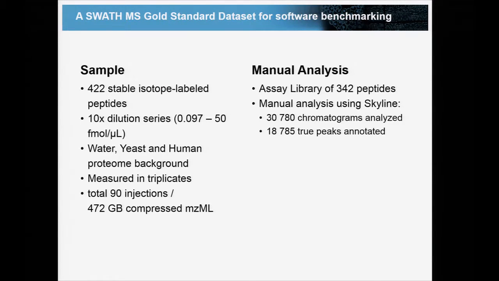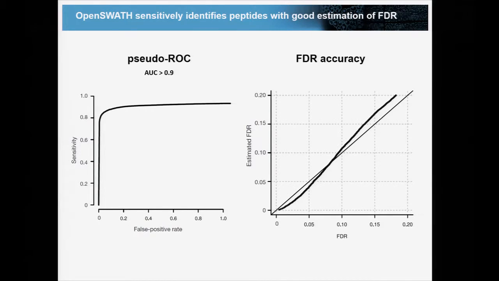So now they have a kind of ground truth. They have a set of true positives that they can use to check whether their software is working. This required a lot of work, and they were kind of grumbling because they had to inspect so many chromatograms, but out of these 30,000 chromatograms which were extracted from the data, about 19,000 true peaks were annotated, and this was used to check whether the software is working essentially.